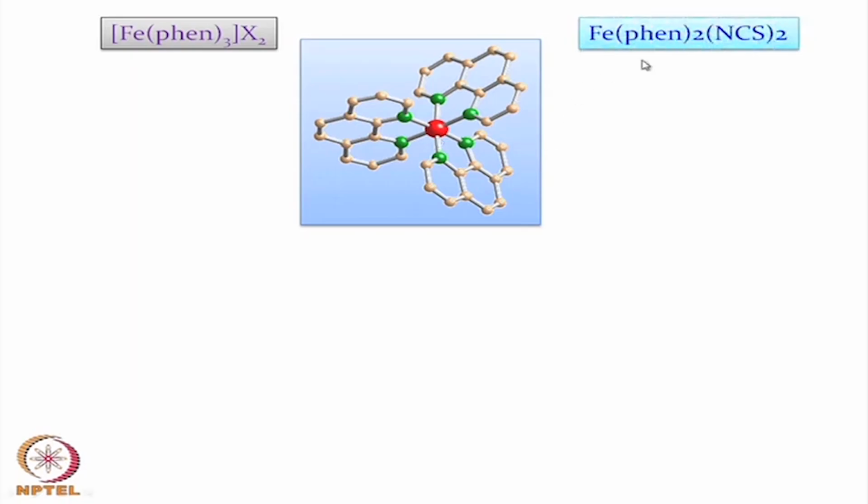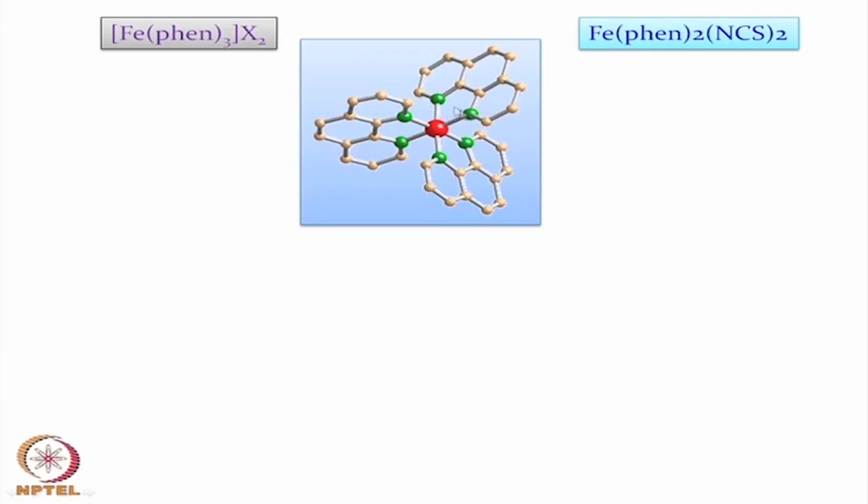Similarly, one other compound we can have is where one of the ligands is replaced by 2 thiocyanate groups, because these thiocyanate groups can give rise to a different crystal field parameter at the iron site. The change can be comparable to that particular phenanthroline substitution, that means we are substituting 1 phenanthroline by 2 thiocyanate groups, and these orthophenanthroline groups are organic nitrogen bearing groups.